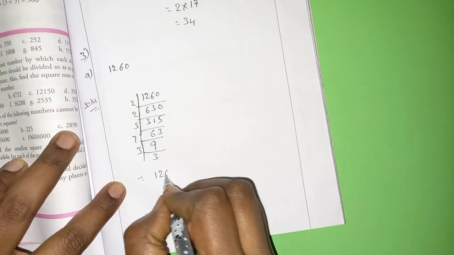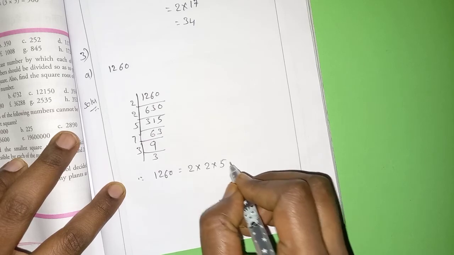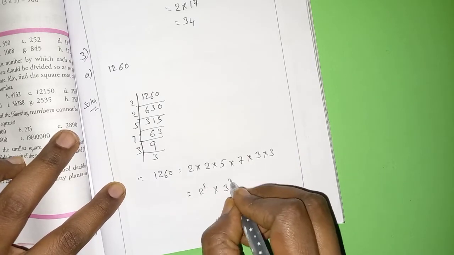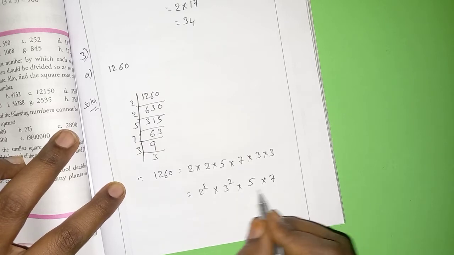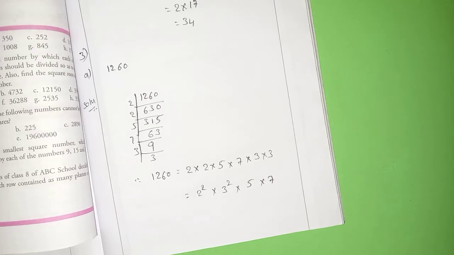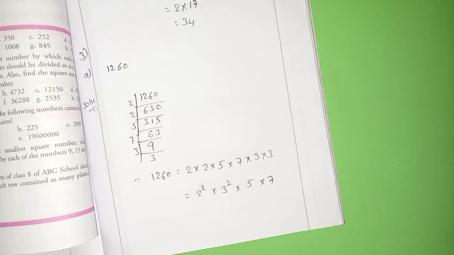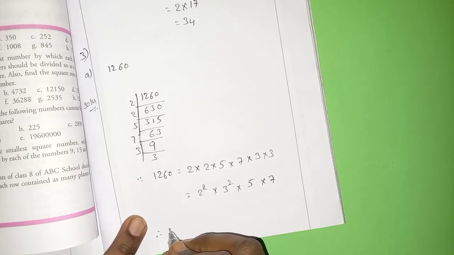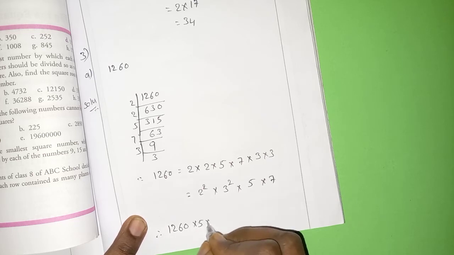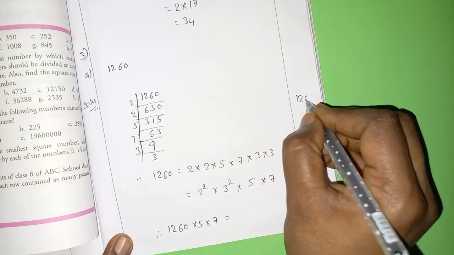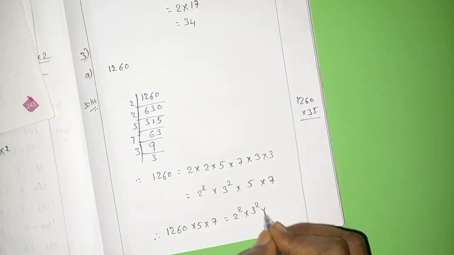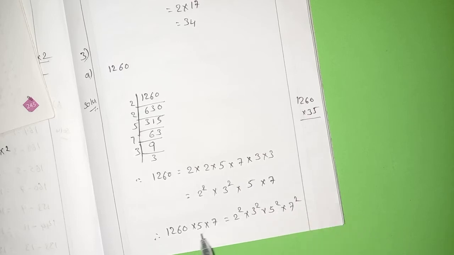So 1260 equals 2 into 2 into 5 into 7 into 3 into 3. 2 square is there, 3 square is there, but for 5 and 7 there is no pair. So if you multiply the result with 5 and 7, we will get a perfect square, right? Therefore 1260 into 5 into 7, 7 fives are 35, that is equal to 2 square into 3 square into 5 square into 7 square. So by which number do we have to multiply? By 35. So 35 will be the answer.